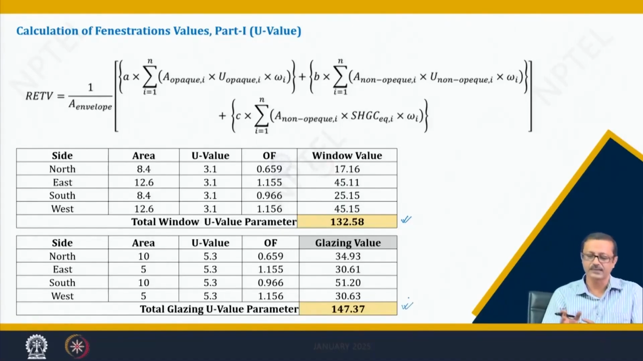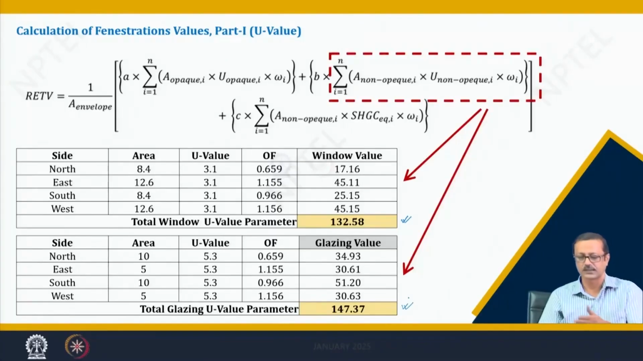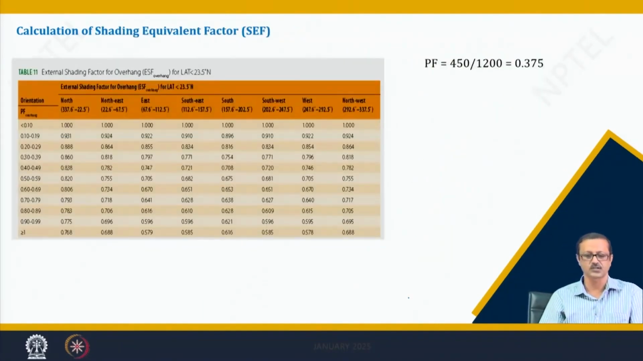Now I have to add these two with each other, and then I have to multiply with B. That I will do later. These two boxes give me the two separate entities of the fenestration, because there is a change of U value, and next onwards we will see there is a change of the shading factor.